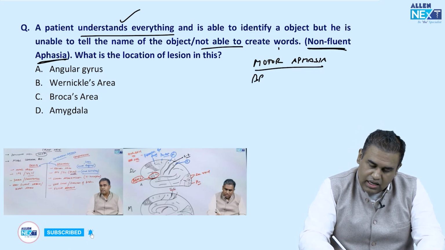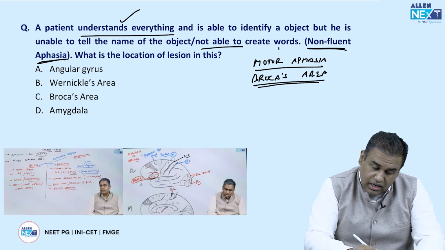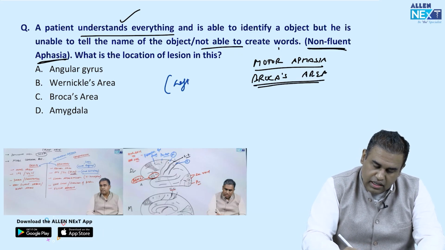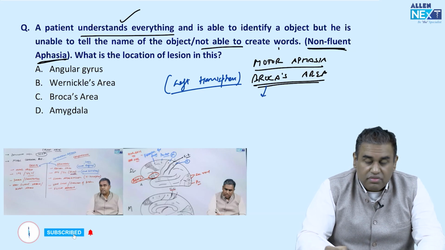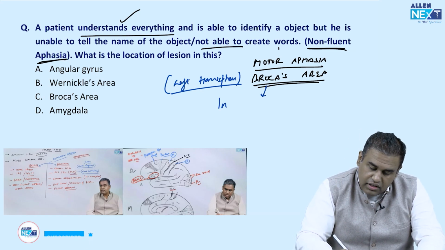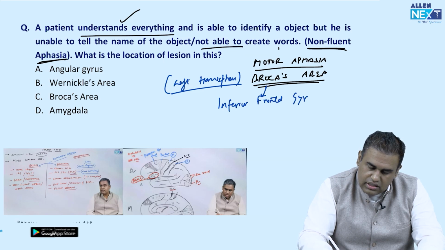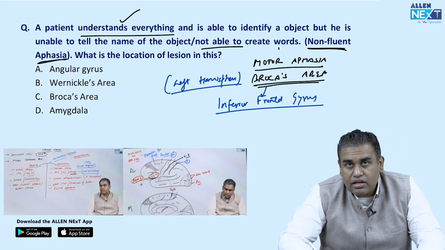That comes from Broca's area. What is Broca's area? These are a few areas in the brain, mainly in the dominant hemisphere, or the left hemisphere. So in the left hemisphere, you have Broca's area. Where is that? You know the frontal lobe. It lies at the inferior frontal gyrus. The inferior frontal gyrus is where Broca's area is located.